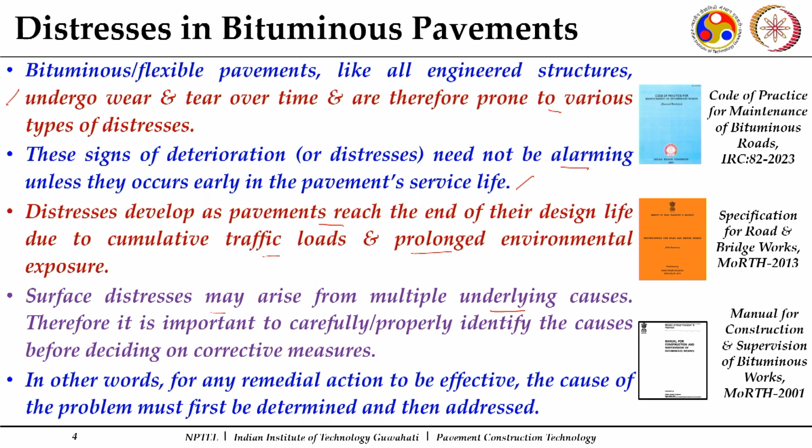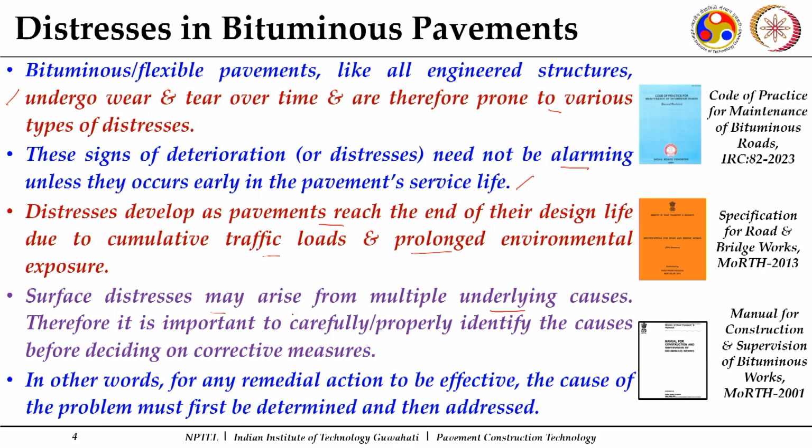This is one important aspect, because the manifestations on the top of the surface, which are visible to the user and to the engineers, may be because of causes which may be lying hidden in the underlying layers. So, surface distresses may arise from multiple underlying causes. Therefore, it is important to properly identify those causes, and on the basis of that, corrective measures are to be suggested, because if the correct cause is not figured out, then there are chances that it may reoccur.